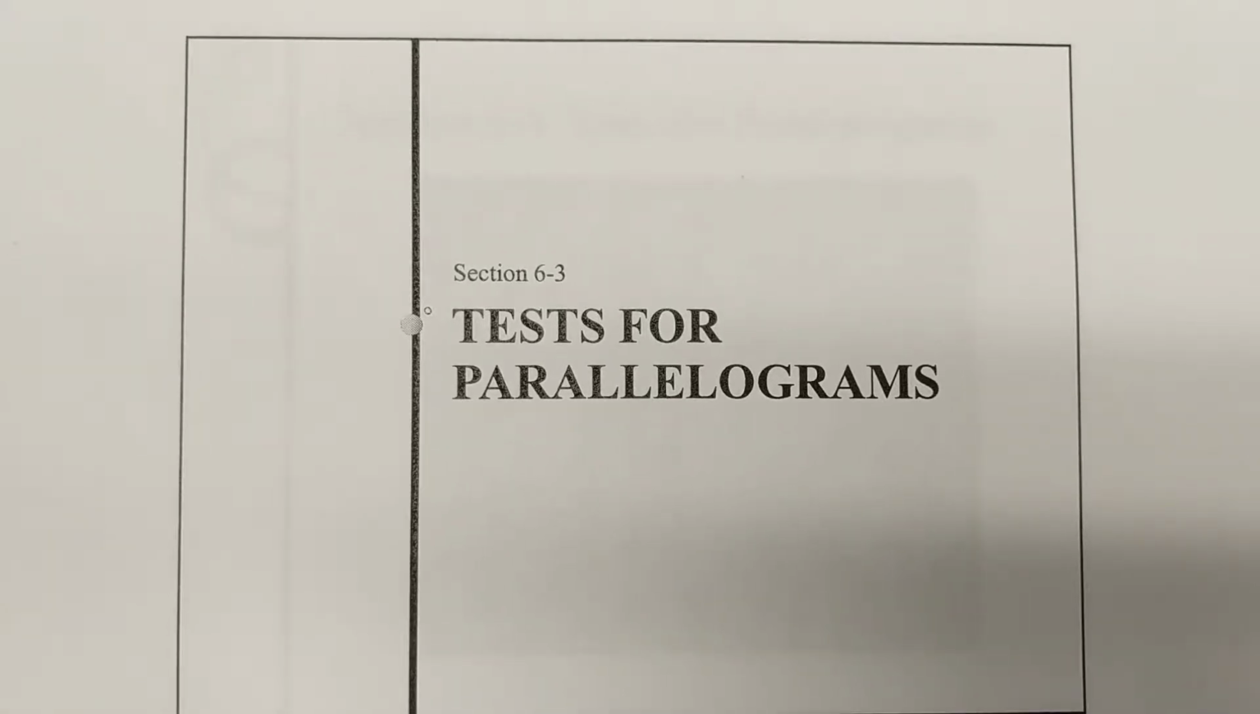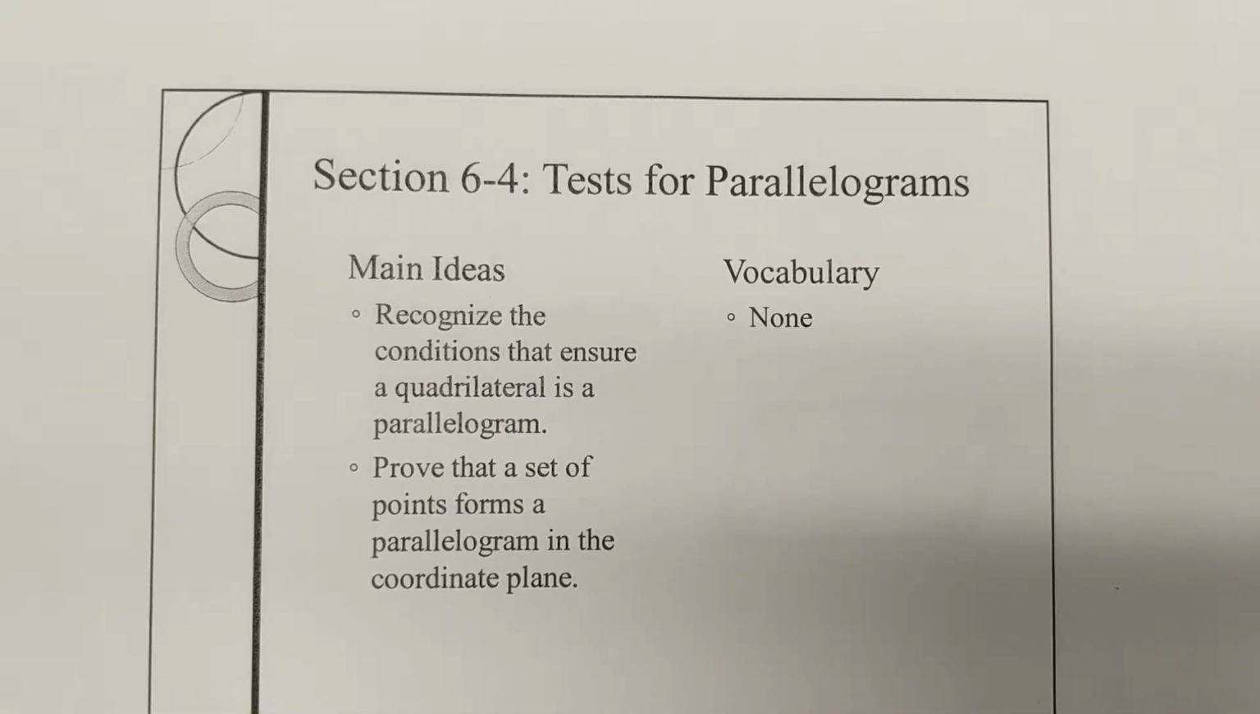So here we have section 6.3, test for parallelograms. So here's our main ideas. Recognize conditions that ensure a quadrilateral is a parallelogram, and then prove points are a parallelogram. So no new vocab this time.